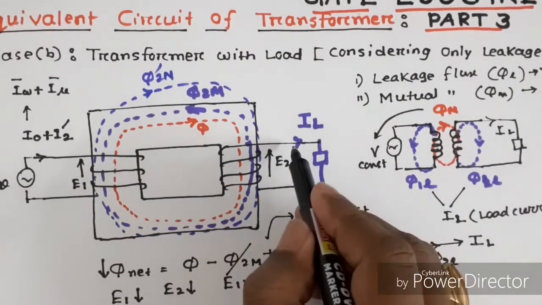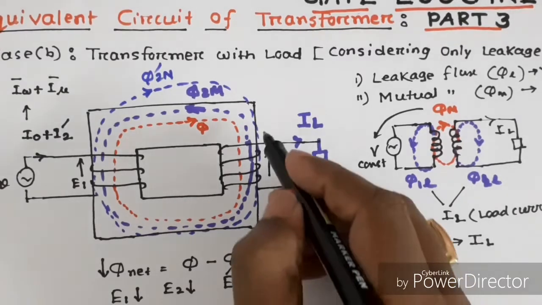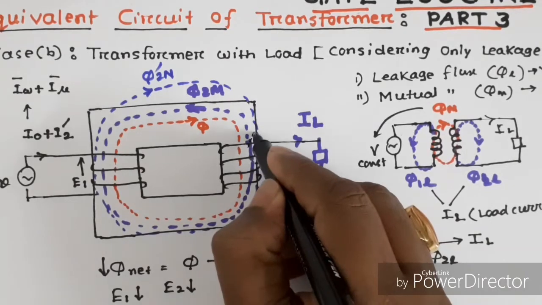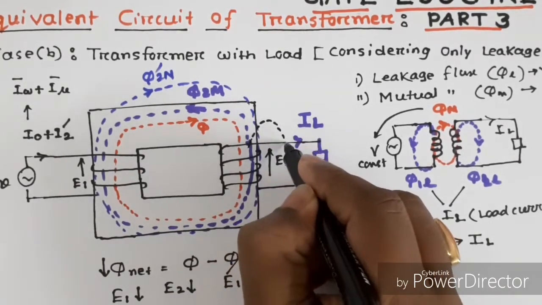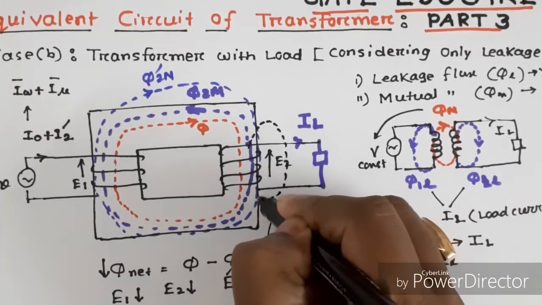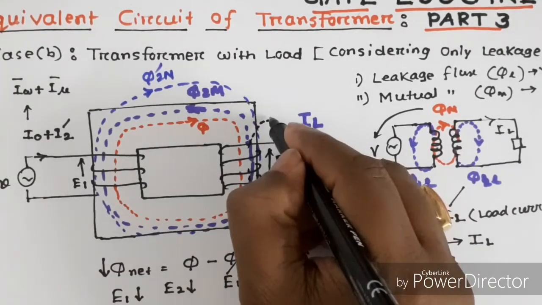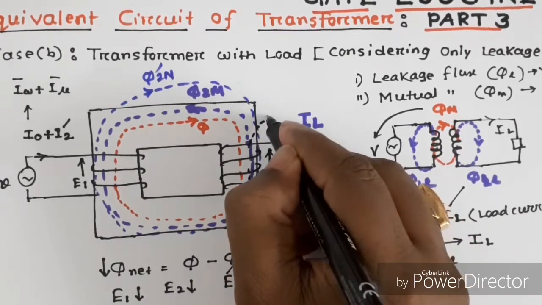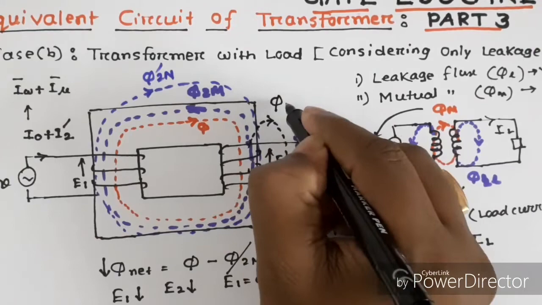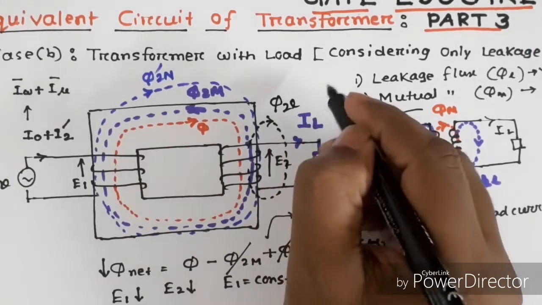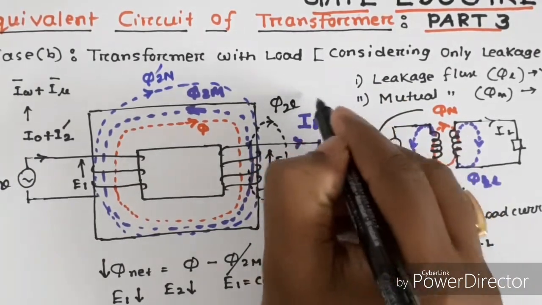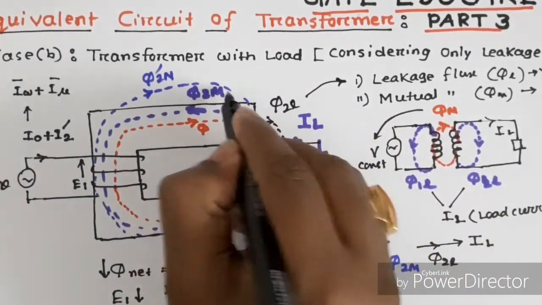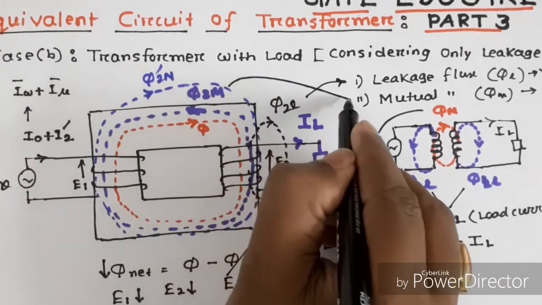Again, due to the load current IL, a flux will be produced in the secondary winding, but it comes outside in the air and again returns back to the secondary winding. This flux, which links only the secondary winding, is called leakage flux phi 2L. Phi 2L is the leakage flux and phi 2m is the mutual flux.